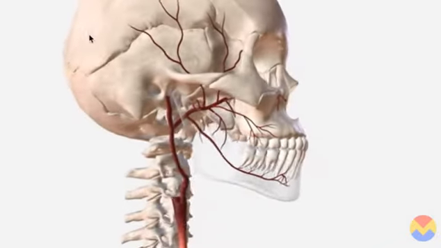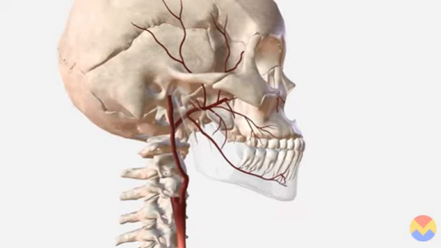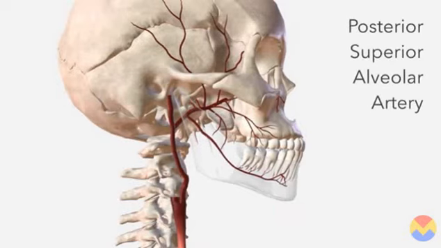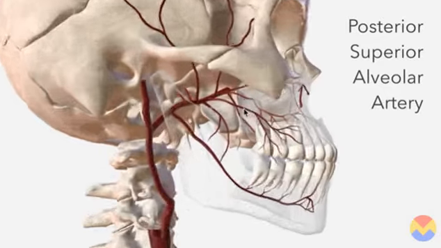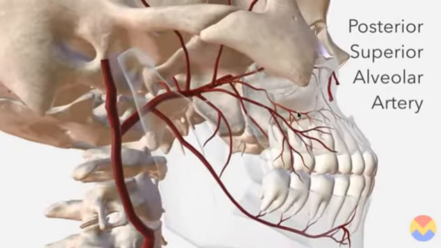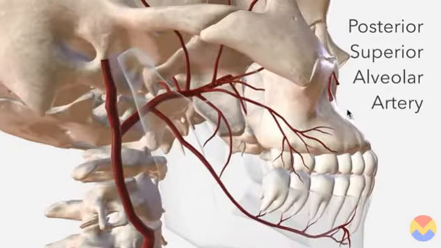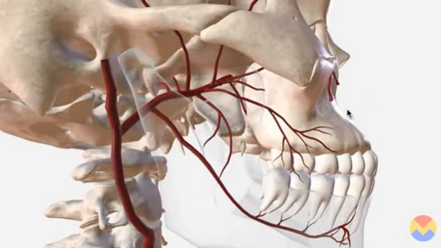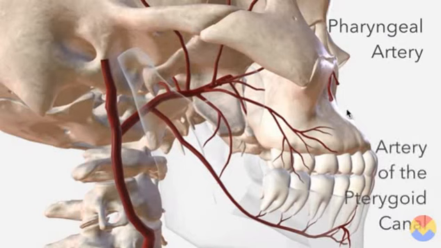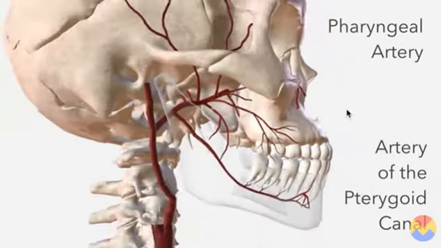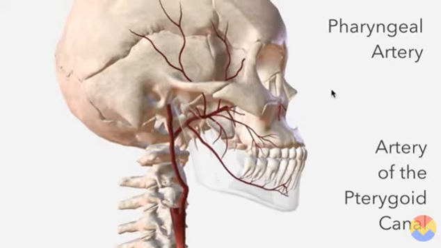The next branch coming from the maxillary artery proper is the posterior superior alveolar artery, which, if we make the maxilla transparent again, we can see supplying the maxillary teeth. That's the posterior superior alveolar artery. We then have the pharyngeal artery, as well as the artery of the pterygoid canal, which again, I'll have to refer you to my video on the pterygopalatine fossa to best appreciate.